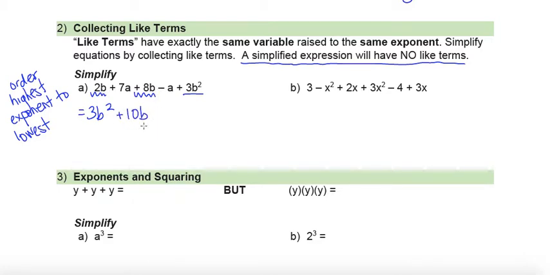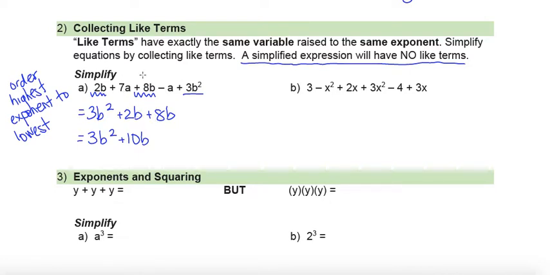So you can go ahead and write that right now, or some people like to write it so that they put their like terms right beside each other first and then simplify. Okay, so either way is fine. So you can go right from your question to 3b squared plus 10b, or you can show that intermediate step, whichever works best for you.